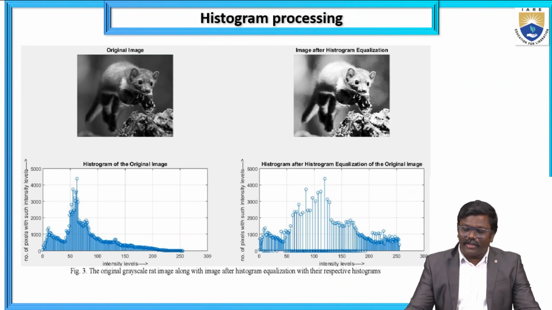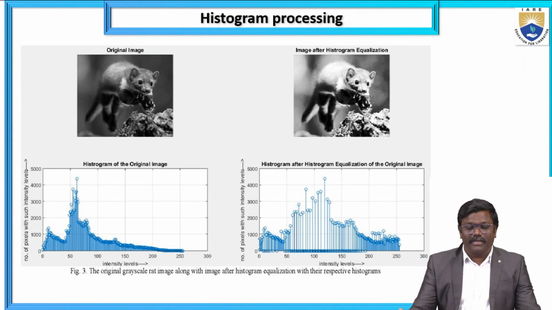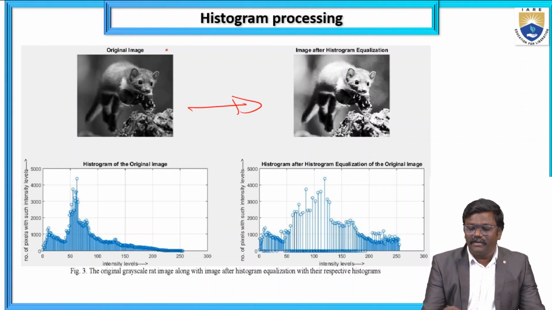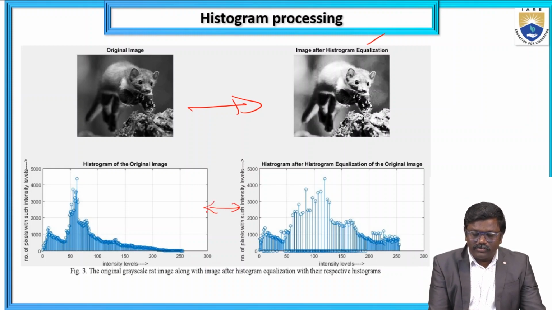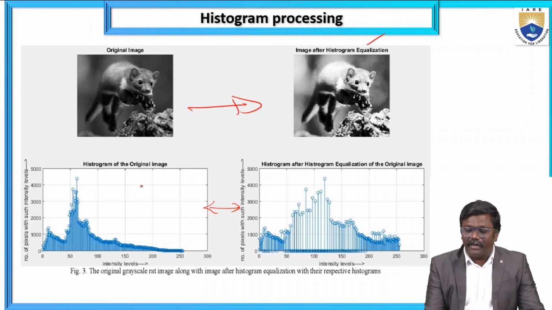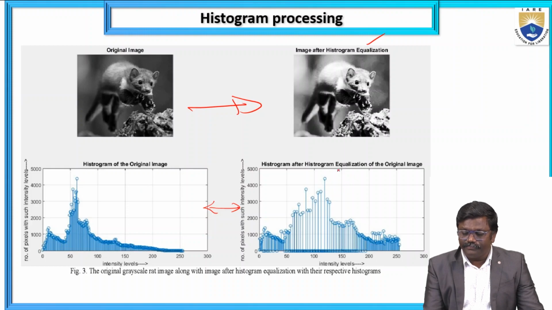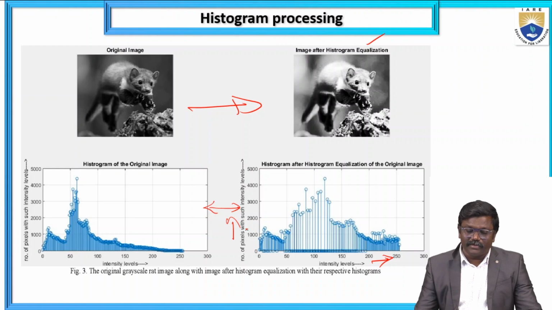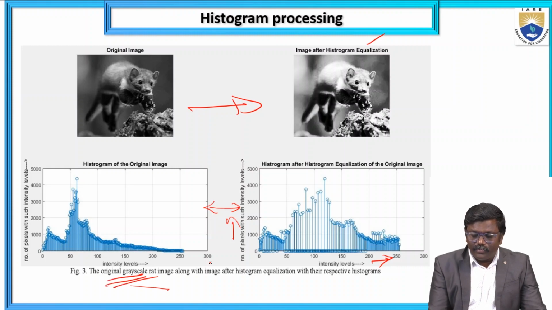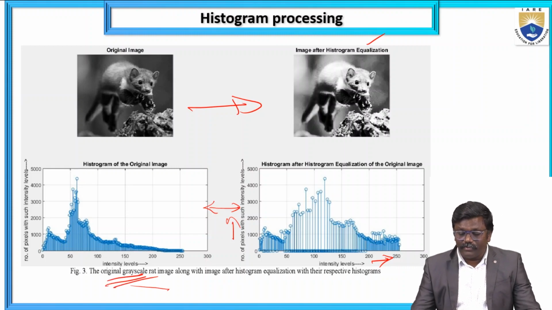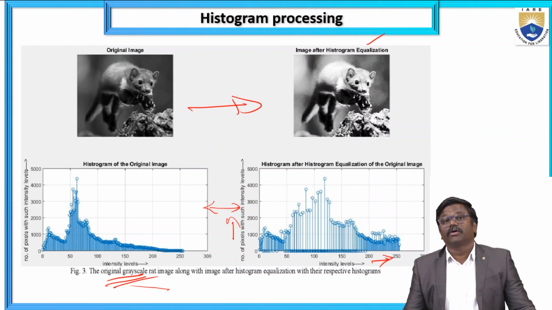For example, let me take another type of image. Here is the original image. After applying histogram equalization, we compare both histograms: the histogram of the original image and the histogram of the equalized image. We find the intensity levels on the x-axis and the number of pixels with those intensity values on the y-axis, whereas for the grayscale image it is very easy and understandable with respect to the respective histogram values.